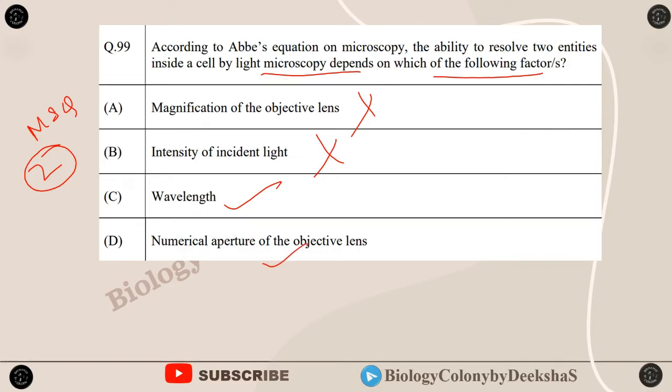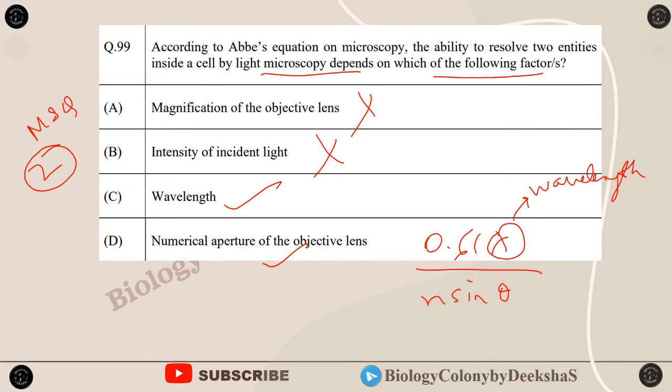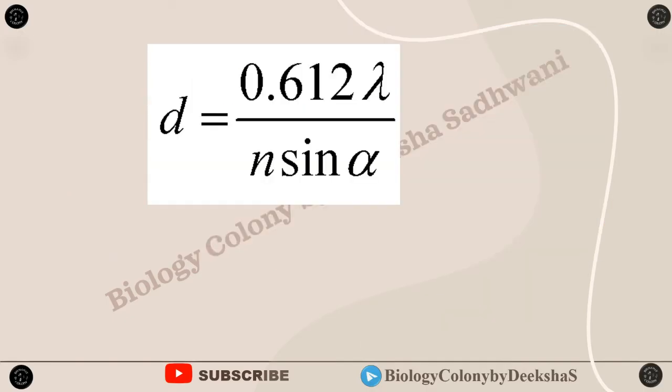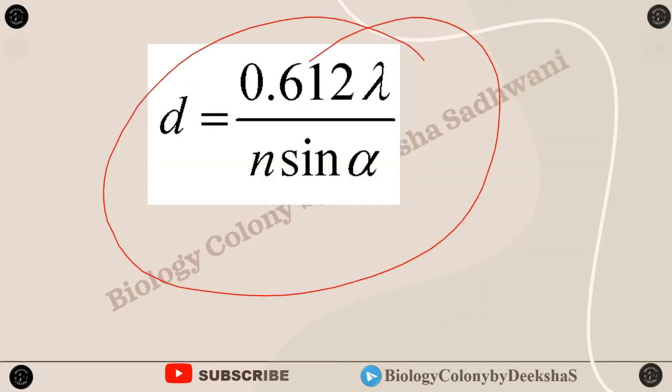Yes. So the formula is 0.61 lambda divided by n sine theta. Here lambda is wavelength, while n sine theta is the numerical aperture of the lens. You can see here this is the Abbe's equation. It is 0.61 lambda divided by n sine theta or alpha.